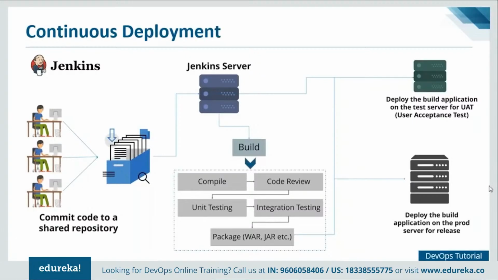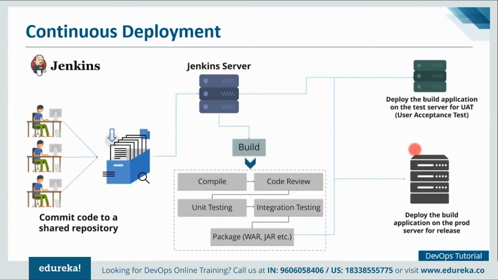Now we're going to talk about continuous deployment. Continuous deployment is basically taking the built application that you have tested and deploying that onto the prod servers for release in an automated fashion. So once the application is tested, it will automatically be deployed onto the prod servers for release.